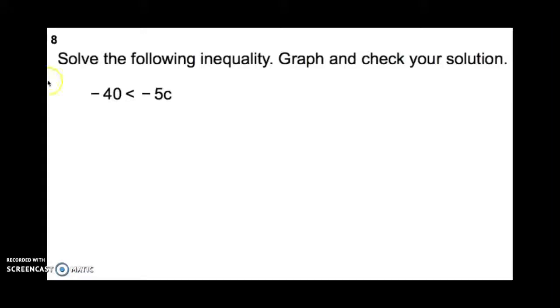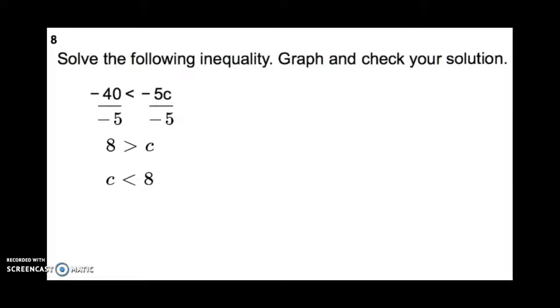Skipping to number 8, we are solving the following inequality, and then we're going to graph the solution. So we're going to divide both sides by negative 5 first. Now when we do that, we got to switch the direction of the inequality because we're dividing by a negative number. So we'll get negative 40 divided by negative 5 is 8, but it'll be greater than instead of less than, C. But now we need the C on the left to be able to graph it. So put the C on the left and 8 on the right and change the direction of the inequality again. So then you'll have C is less than 8.